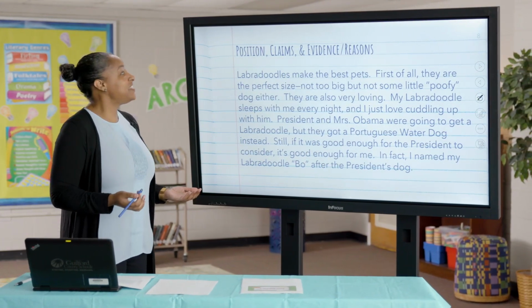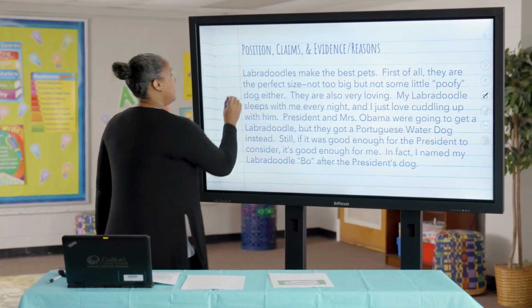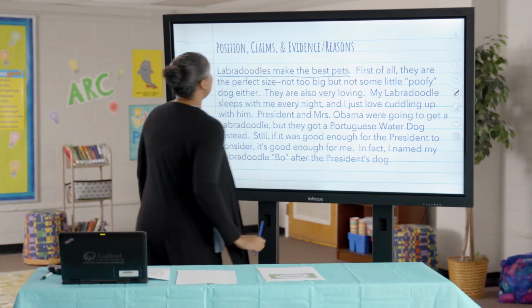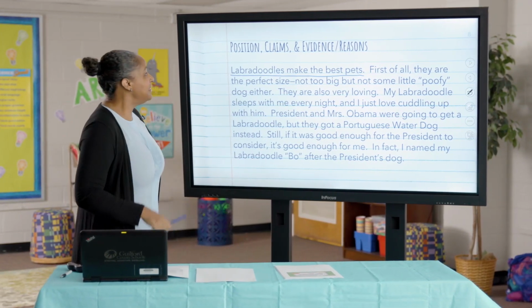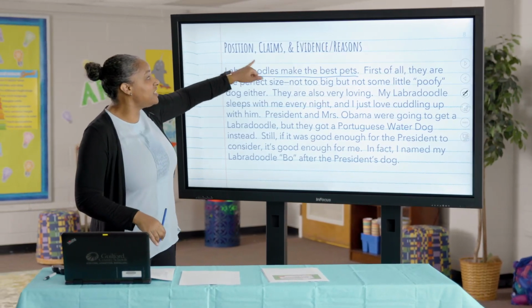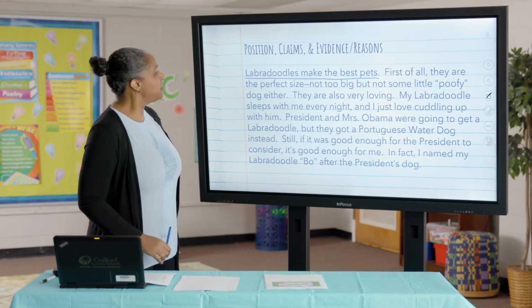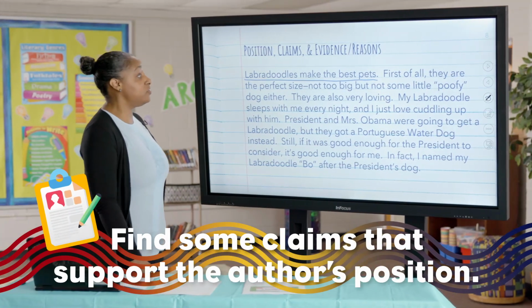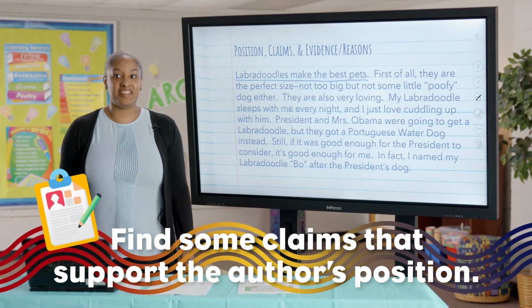For me, it's clear that the very first sentence states the author's position. Labradoodles make the best pets. Now, this slide is titled Position, Claims, and Evidence and Reasons. So now we need to figure out what are some claims that the writer makes to support the statement that Labradoodles make the best pets. Take a moment, highlight a sentence that stands out for you.